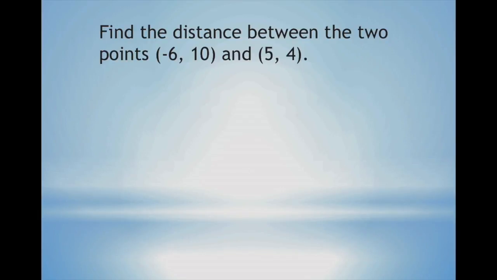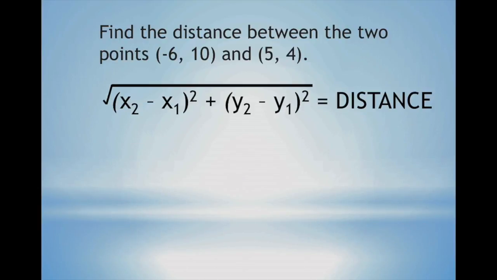Find the distance between 2 points, (-6, 10) and (5, 4). So first thing, we identify that negative 6 is the first x-coordinate, or x sub 1. 10 is the first y-coordinate, or y sub 1. And 5 is x sub 2, and 4 is y sub 2. So all we have to do now is pull out our formula and plug those numbers into the respective spots.